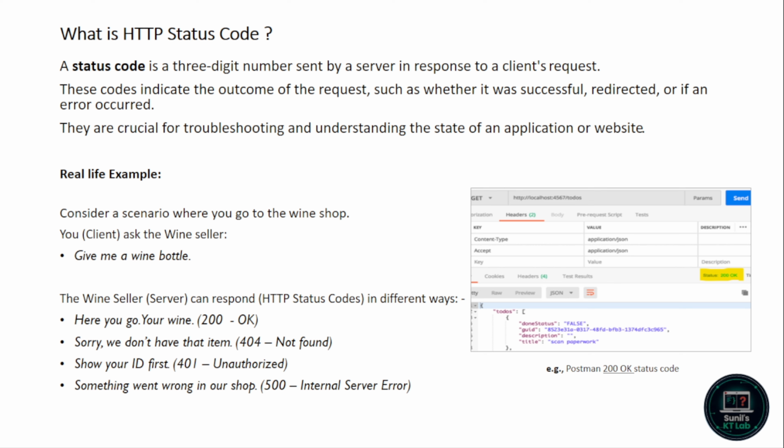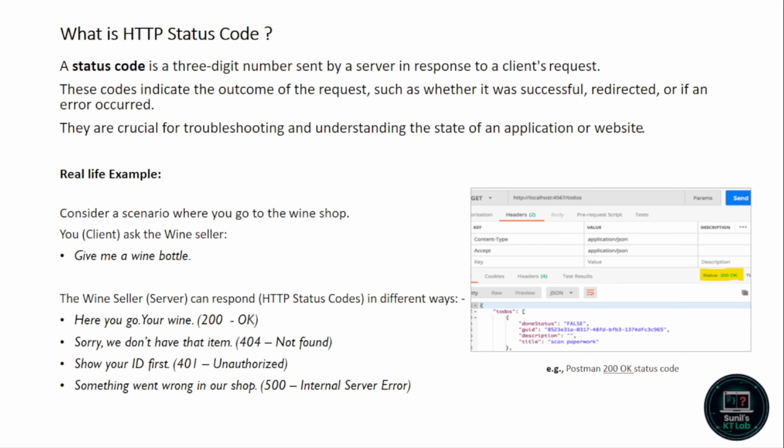So these status codes are very useful while performing troubleshooting and also understanding the state of an application, whether the application is up and running or having some internal issues while processing a request. So let's understand the status code with a real example.